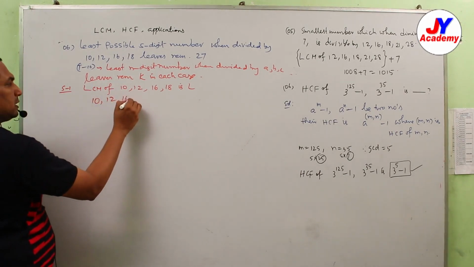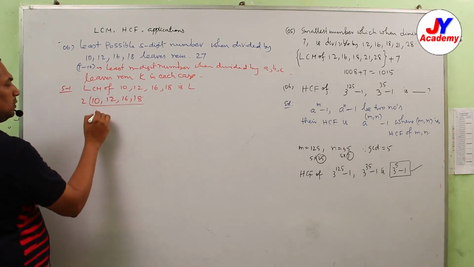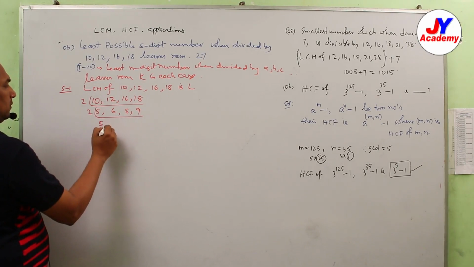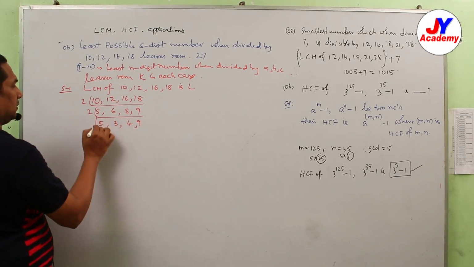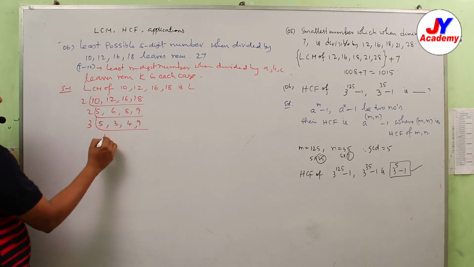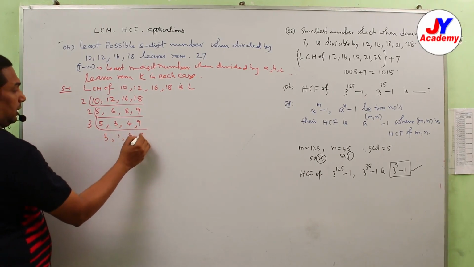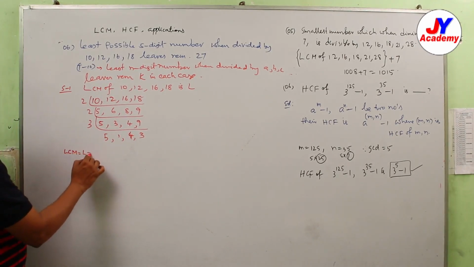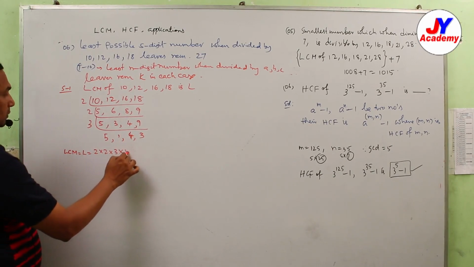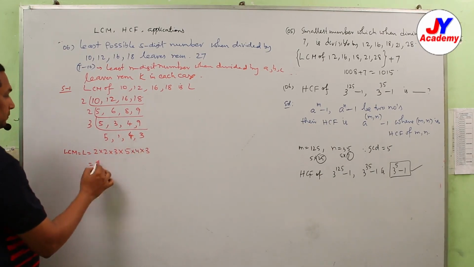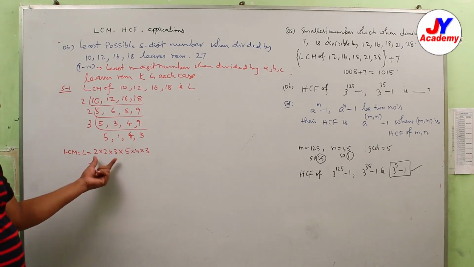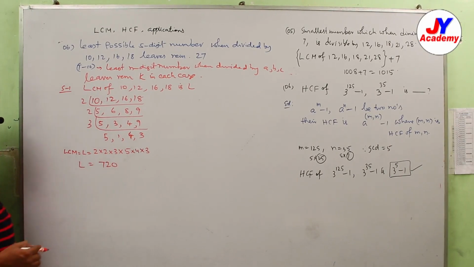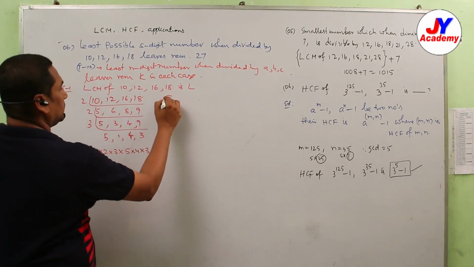10, 12, 16, 18. All are in the 2 table: 5, 6, 8, 9. Again 5, 3, 4, 9. Two of them are in the 3 table: 5, 1, 4, 3. Then no two of them are in the same table. So LCM is L, equal to 2 into 2 into 3 into 5 into 4 into 3. So 2 threes are 6, 6 fives are 30, 30 fours are 120, 120 sixes are 720. That is L.